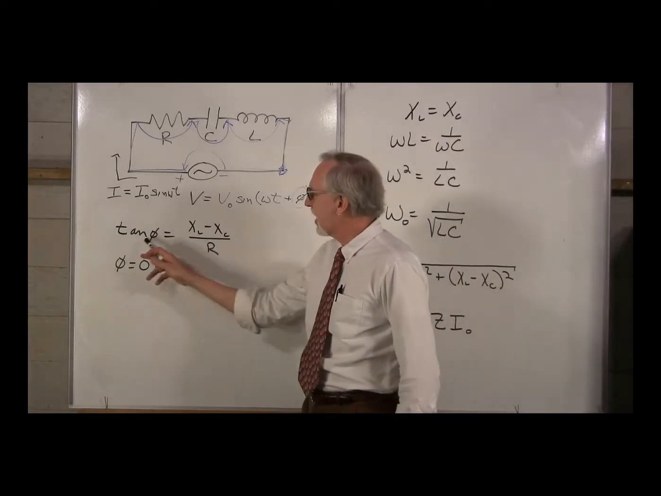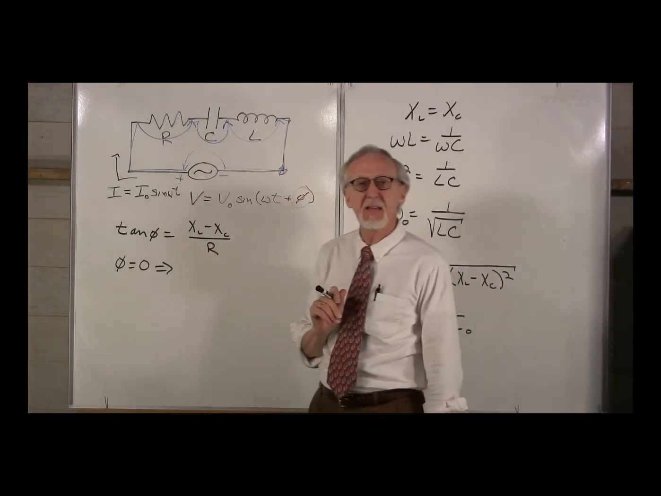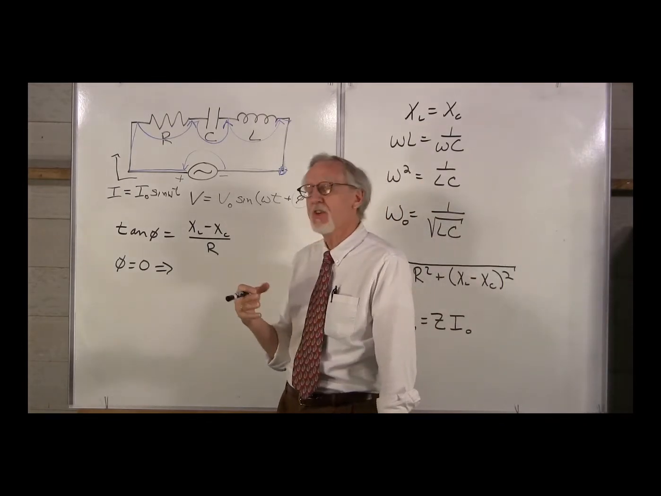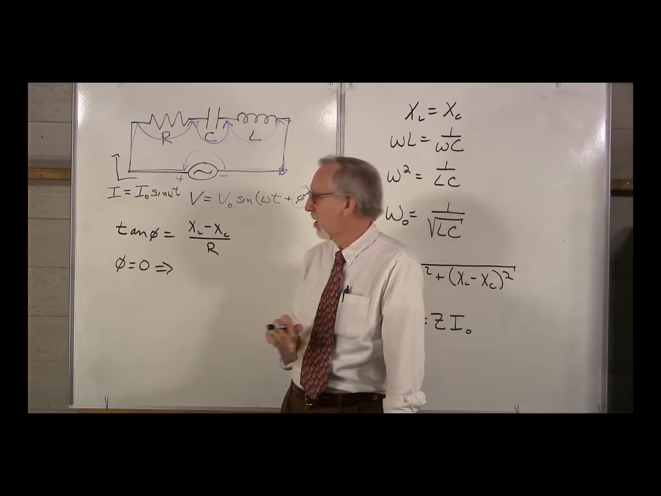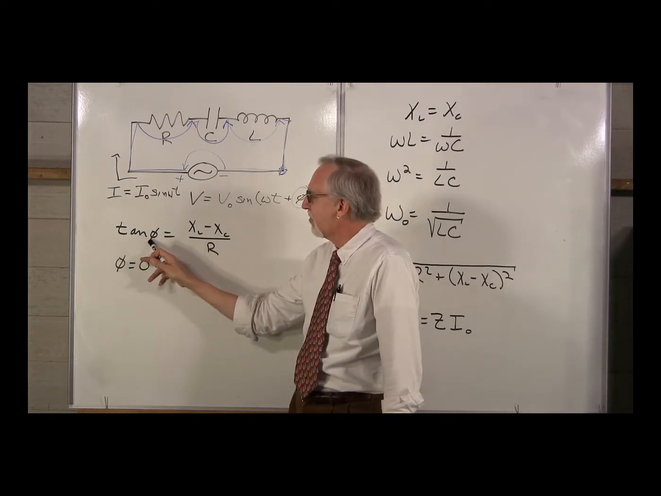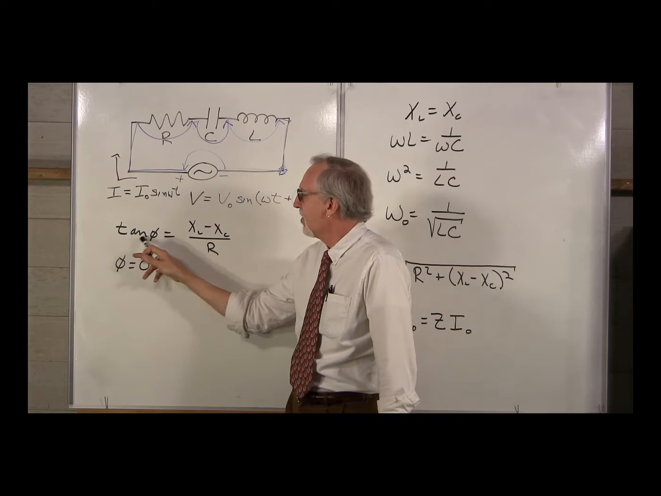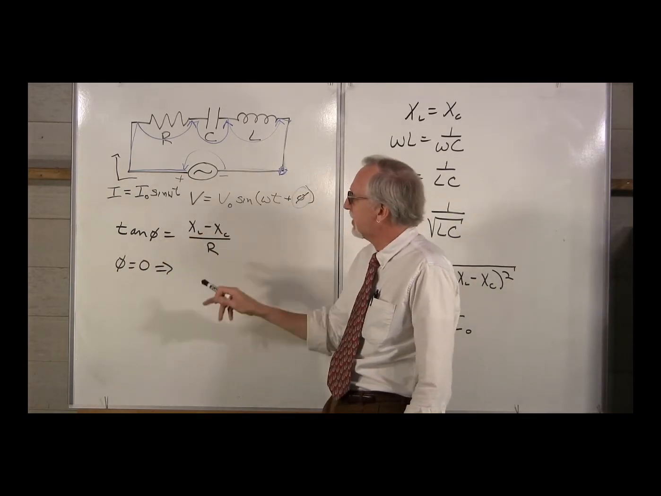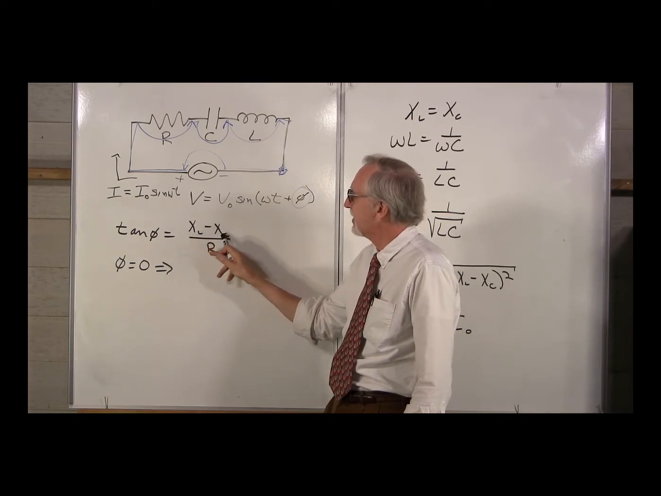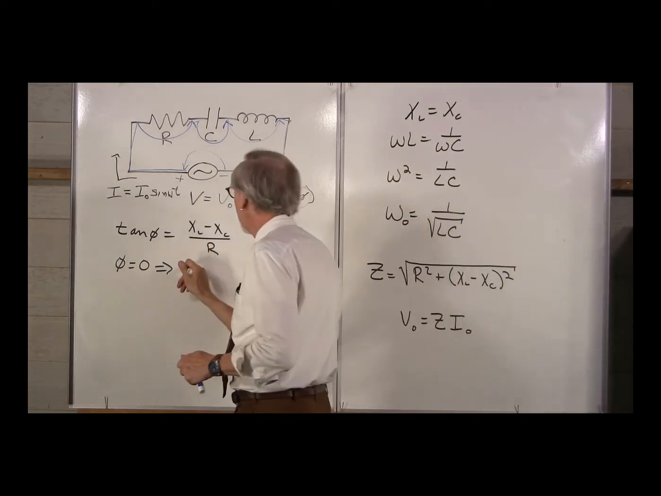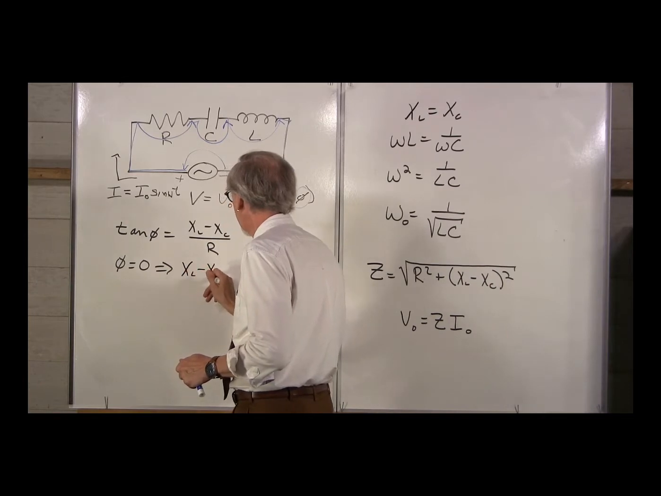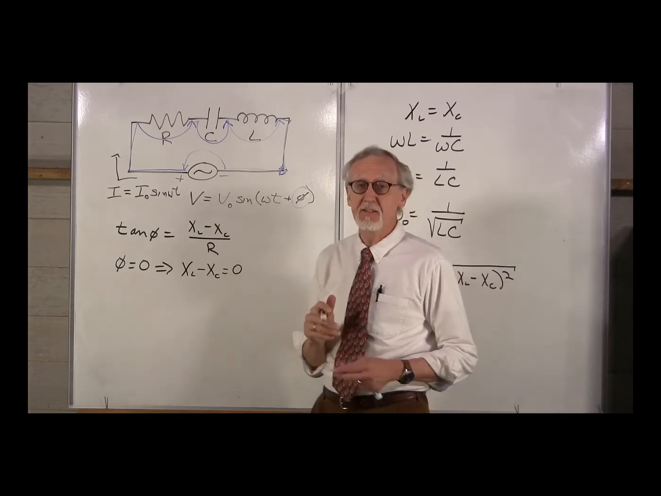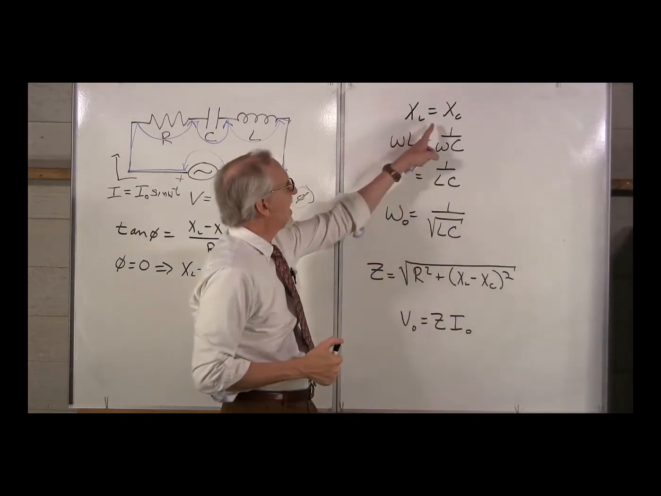We found that tan phi was equal to XL minus XC over R. Now, when does phi equal 0? Phi equals 0 when tan phi, tan of 0, is 0, so that would be when this side is 0, and that would be when XL minus XC is 0. In other words, when XL equals XC. Well, when does XL equal XC?